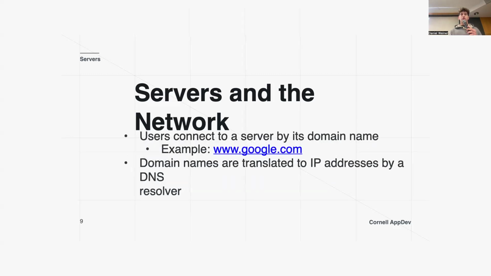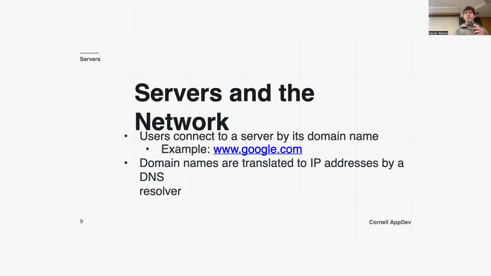Okay, so users connect to a server by its domain name. An example of this would be www.google.com. We don't actually type in IP addresses to visit websites. That would be like memorizing phone numbers instead of using contact names. You can think of google.com as the contact name for the IP. So instead of typing in this long IP address, which would be terrible and strenuous every time you had to look something up, we use google.com.